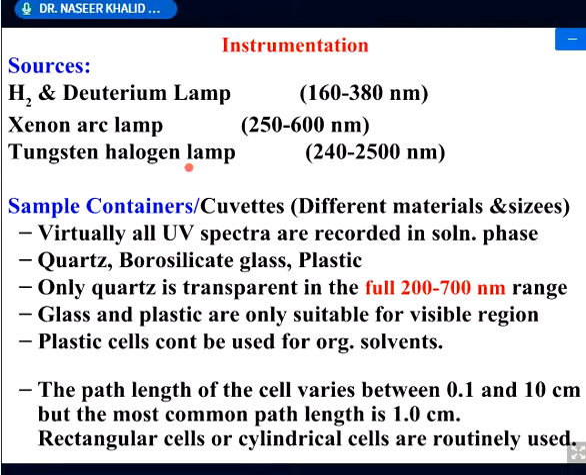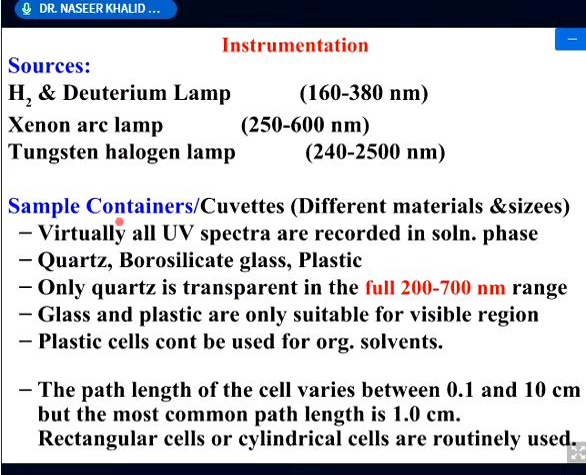Tungsten halogen lamps emit radiation in the region of 240 to 2500 nanometers, quite a wide range. This is the UV, visible and also near-IR region. So these are being used universally. Very often they are used.